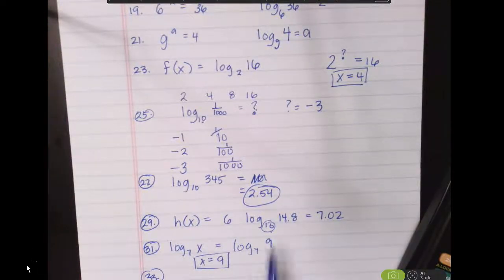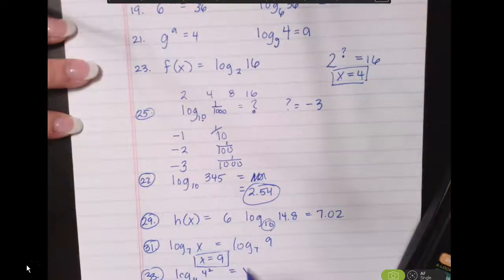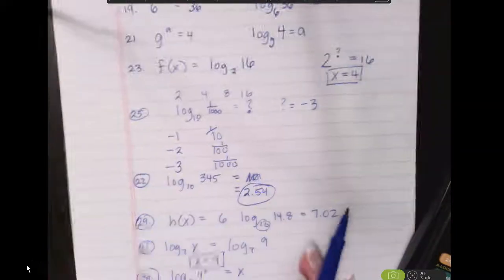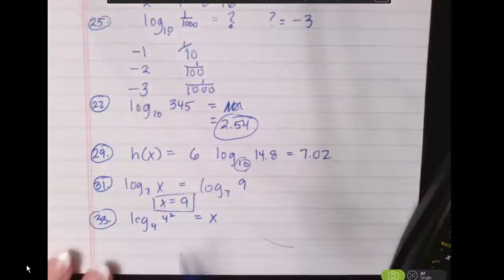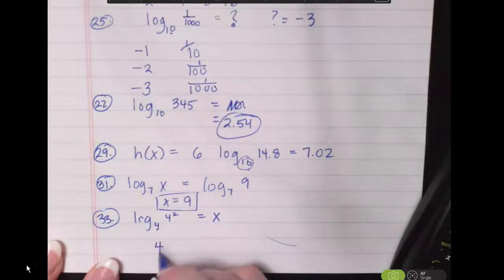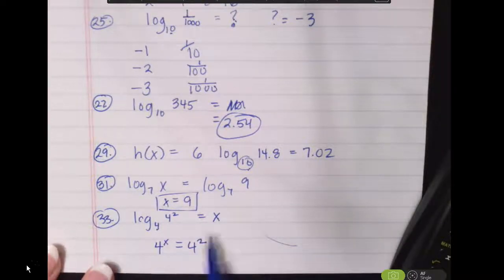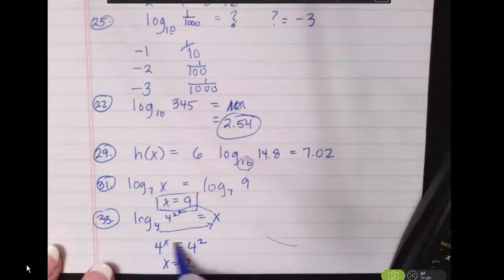In 33, log base 4 of 4 squared equals x. So I am going to rewrite this in exponential form, so that way it'll be more obvious what the answer is. 4 to the x equals 4 squared. So you see how I rewrote it in exponential form, and now isn't it obvious that x equals 2? Because we really just want our powers to be the same.